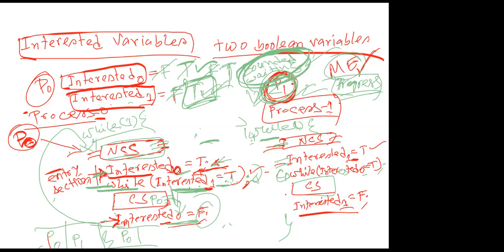Same as the other one, this interested variable is also a busy waiting solution. It is a two process solution. Also, it is hardware platform independent. You don't require any special command for this algorithm. So this is the interested variable algorithm.